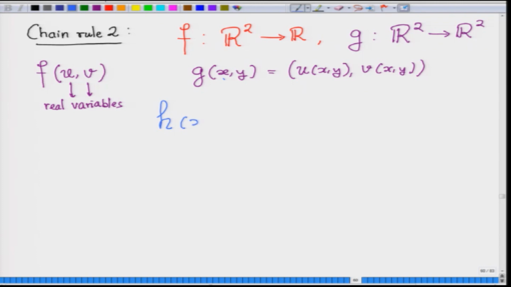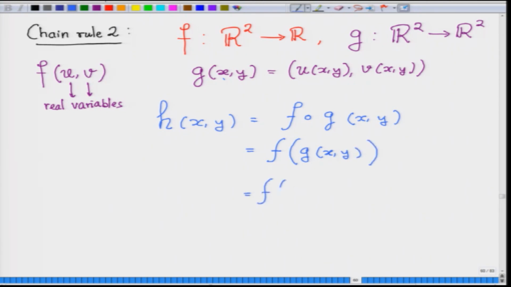So, xy is first operated by g, that is f composed g of xy. So, this can be written as f of g of xy, and can then be written as f of u of xy, v of xy.